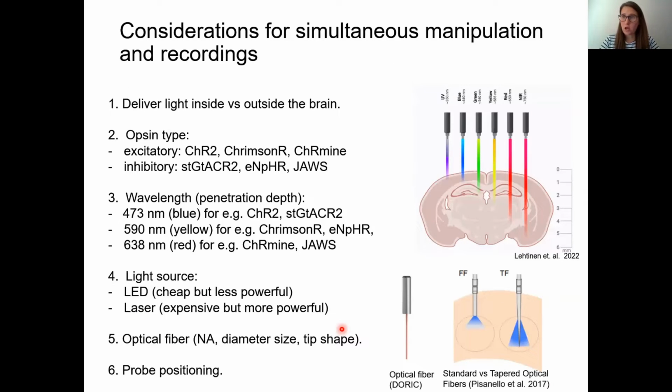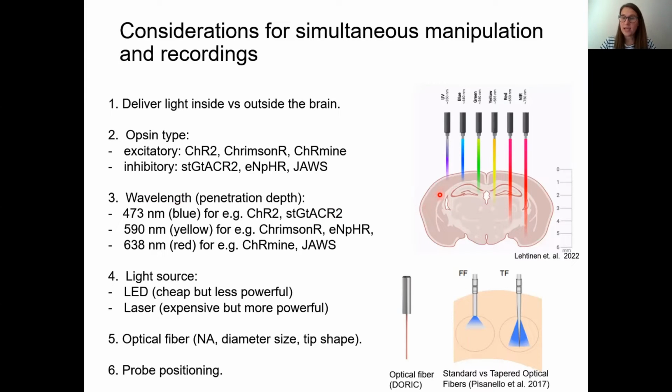So now I'm going to focus on some practical tips: how to get started with your experiments and what you have to consider when you plan simultaneous manipulations and recordings. The first decision that you have to make is how you're going to deliver the light, whether from inside or outside of the brain. This decision will be determined by the option that you are going to use. Depending on your scientific question, you might choose either excitatory or inhibitory options, but all of these options are activated by a specific wavelength of light. And the wavelength of the light also will determine how deep you can penetrate.